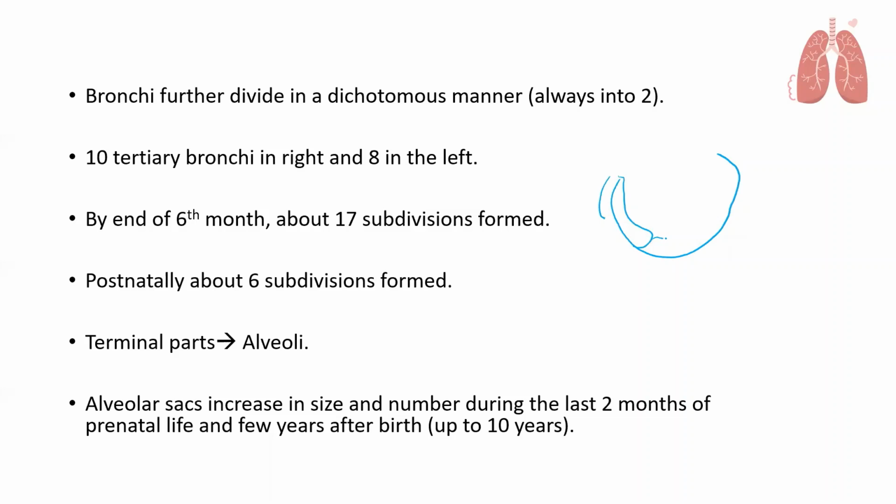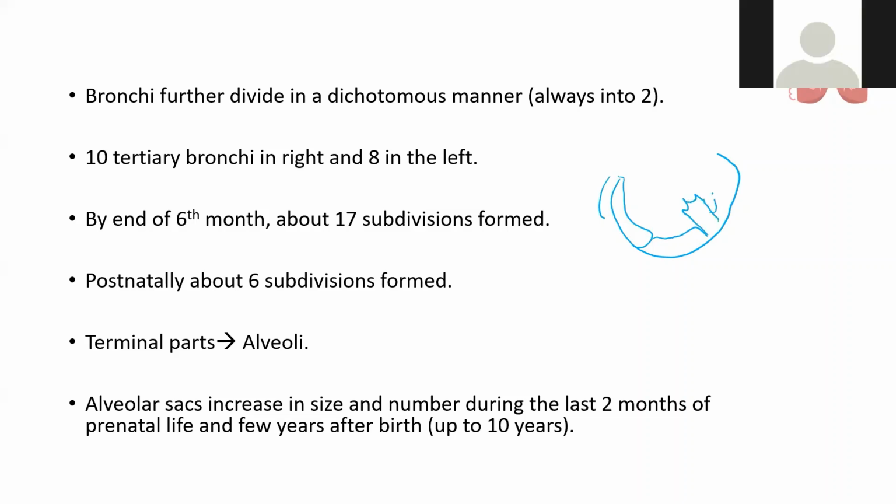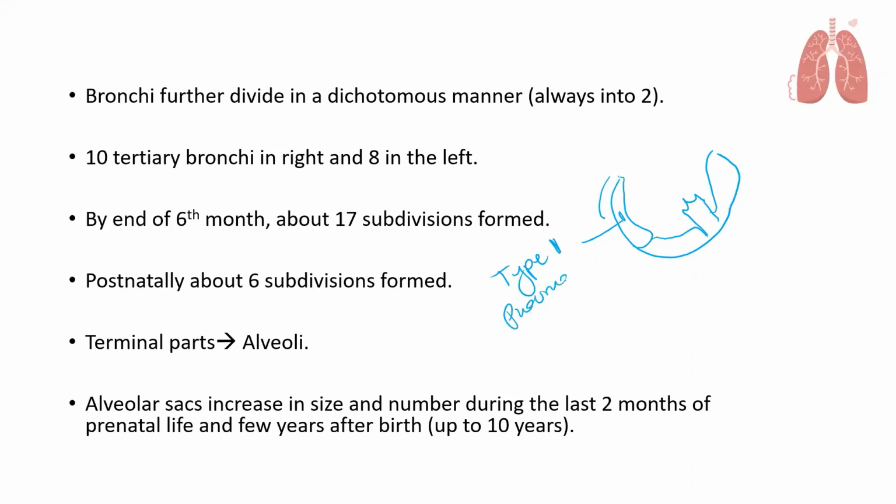You have simple squamous cells like this. These are called type 1 pneumocytes, right? And these tall cells are called type 2 pneumocytes. Type 1 pneumocytes are where air exchange happens, and type 2 pneumocytes produce a substance called surfactant.